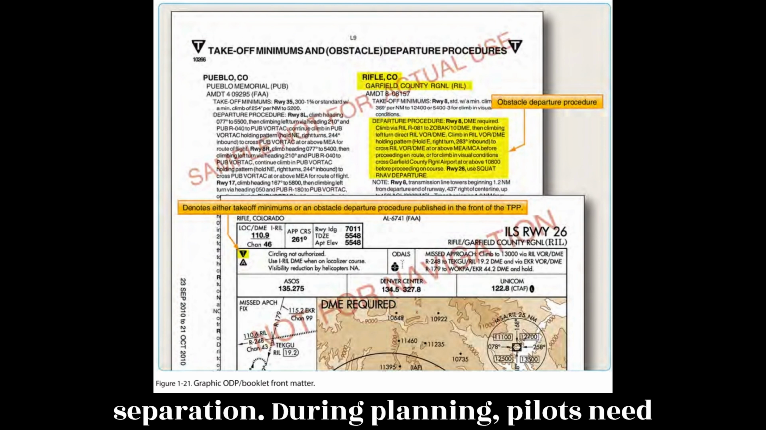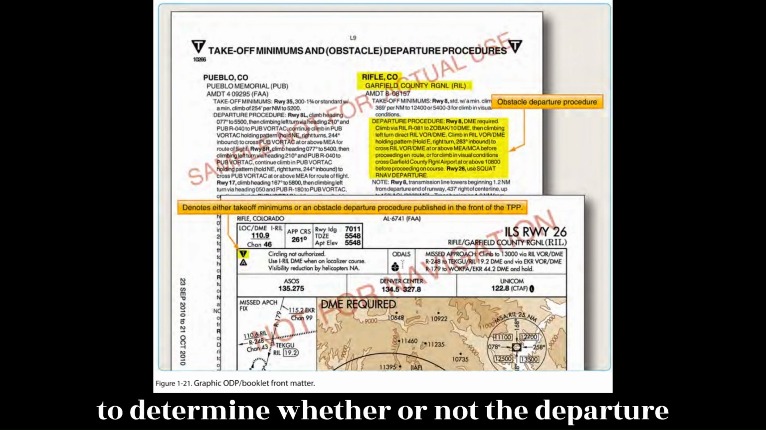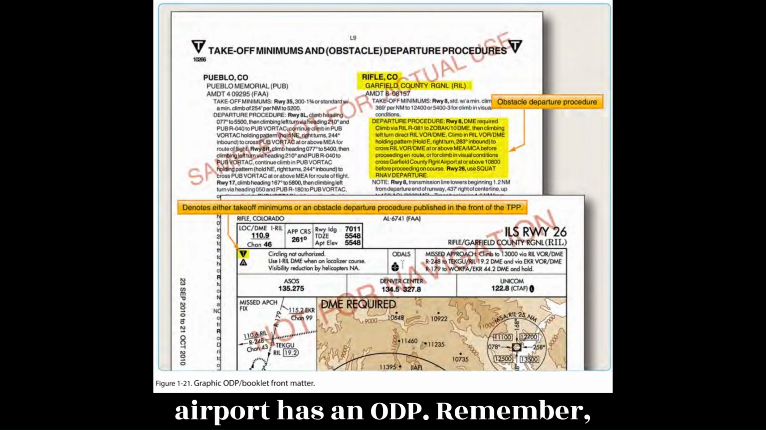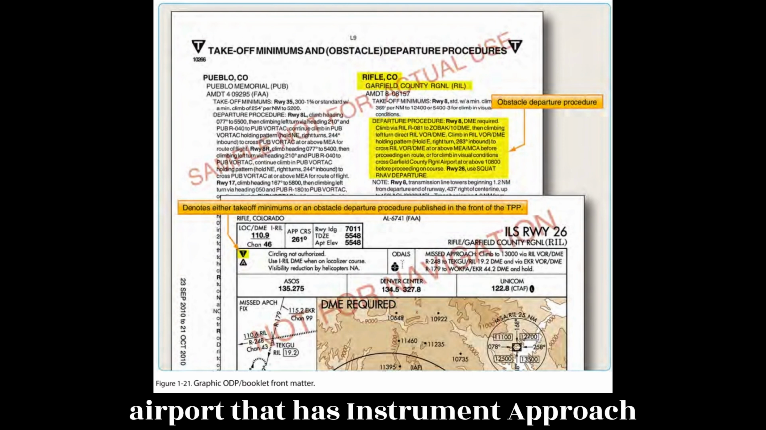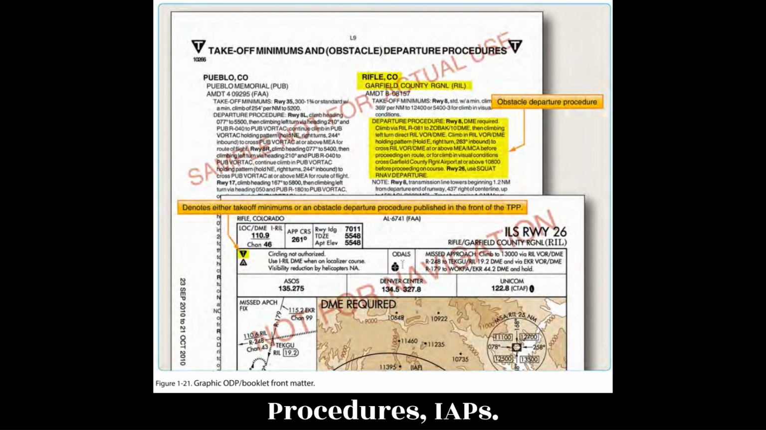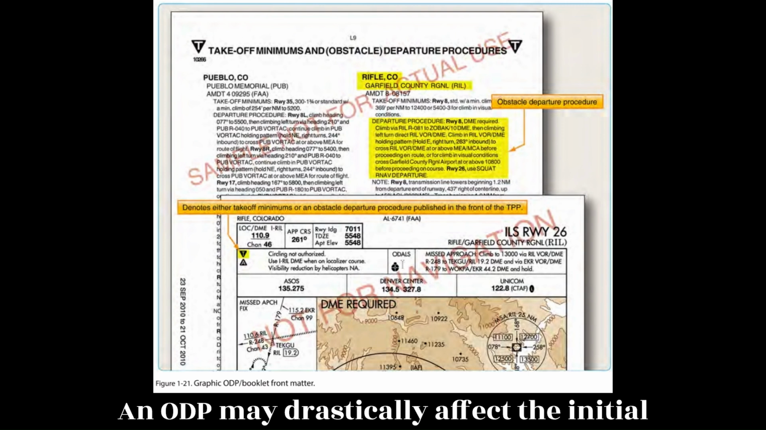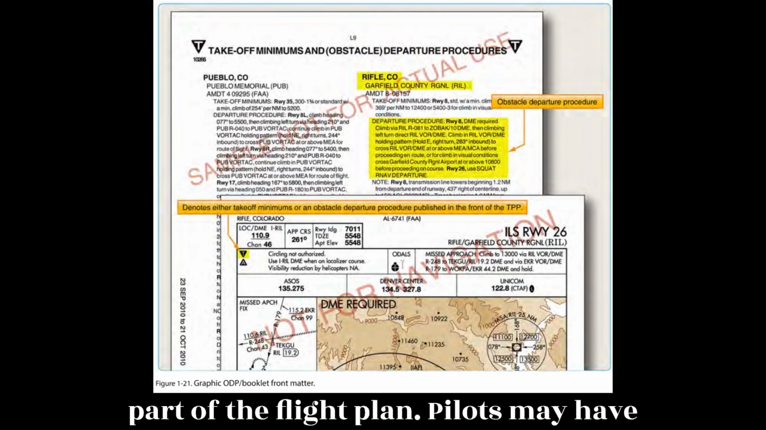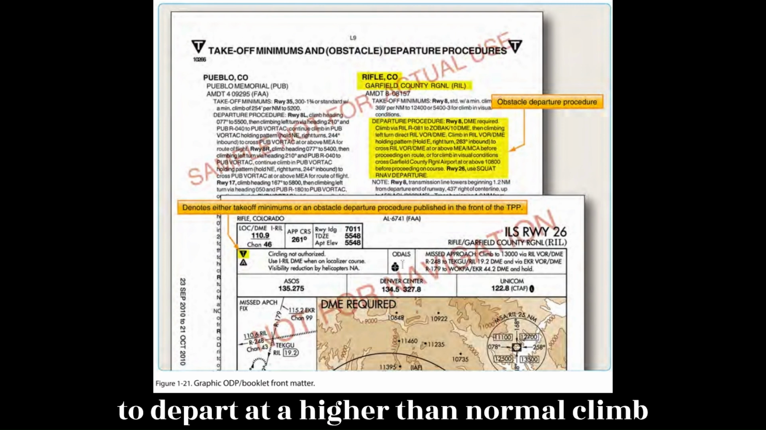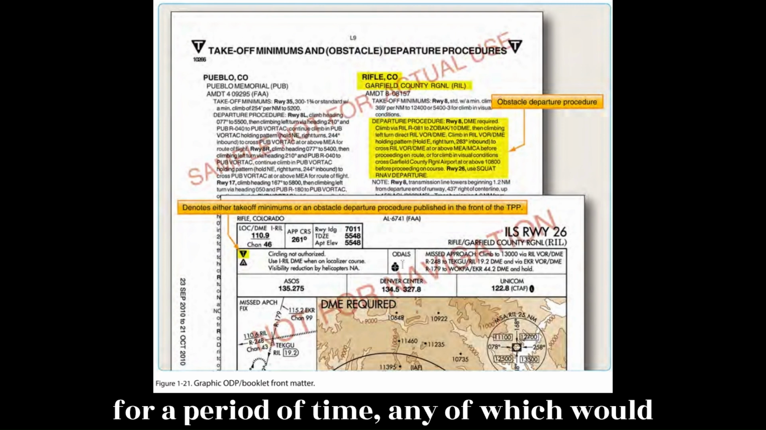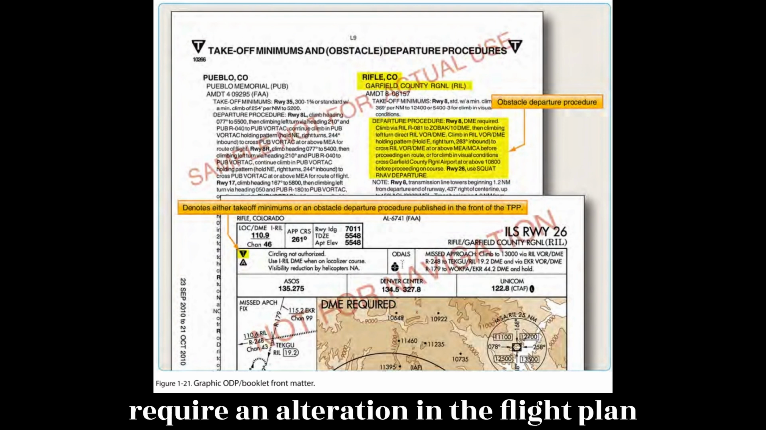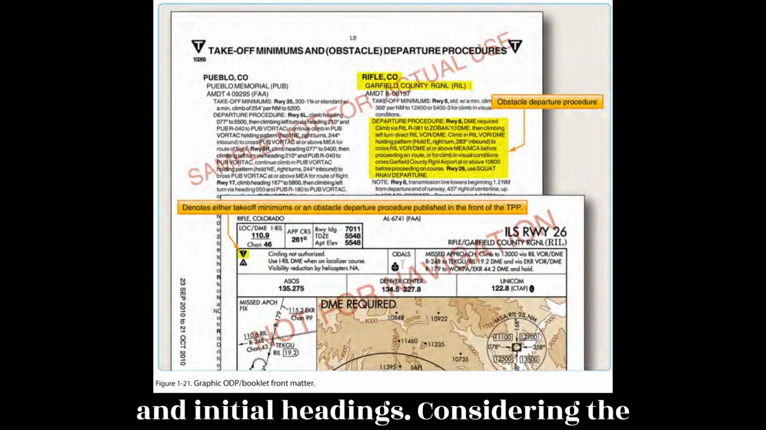During planning, pilots need to determine whether or not the departure airport has an ODP. Remember, an ODP can only be established at an airport that has instrument approach procedures, IAPs. An ODP may drastically affect the initial part of the flight plan. Pilots may have to depart at a higher than normal climb rate, or depart in a direction opposite the intended heading and maintain that for a period of time, any of which would require an alteration in the flight plan and initial headings.